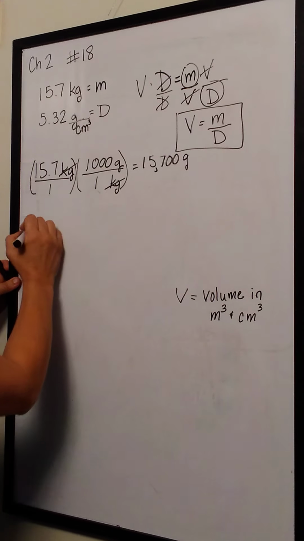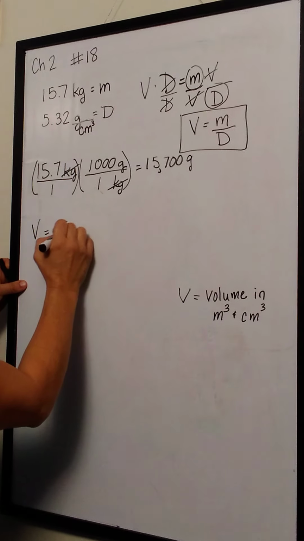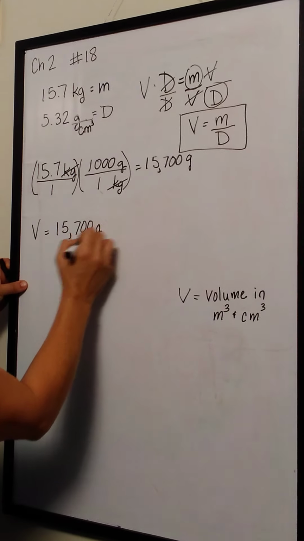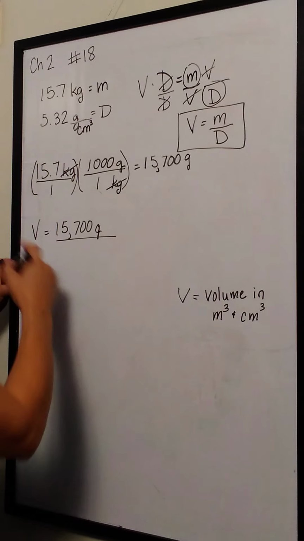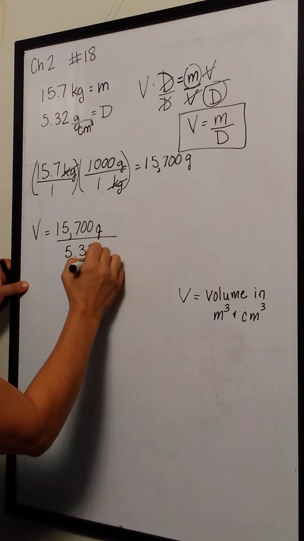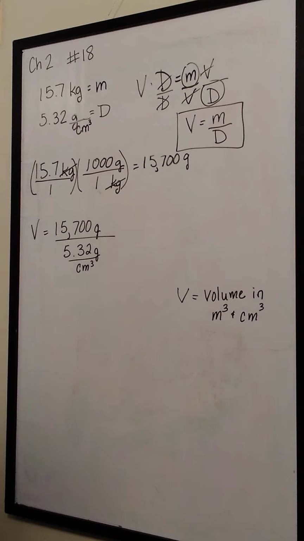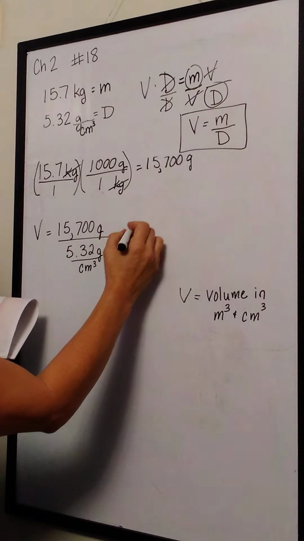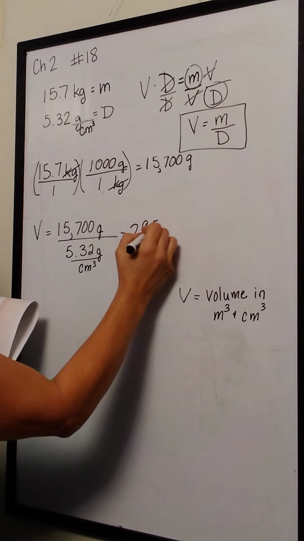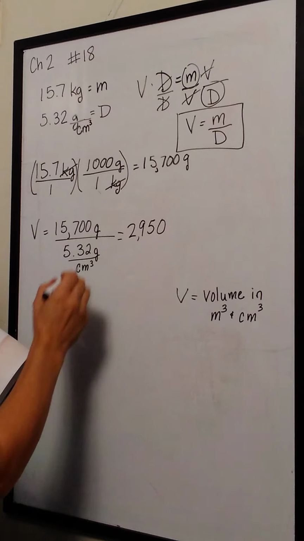So that's going to give us our answer. So here we go. Volume equals mass, and we have converted to grams, over density, 5.32 grams per cubic centimeter. Okay, we're going to do the division with the numbers, and that comes out to 2,950.